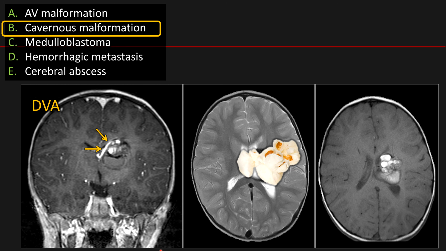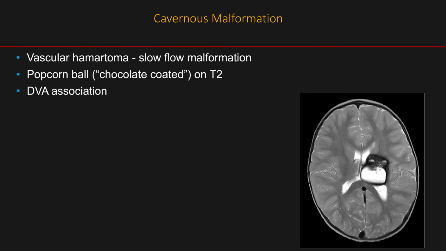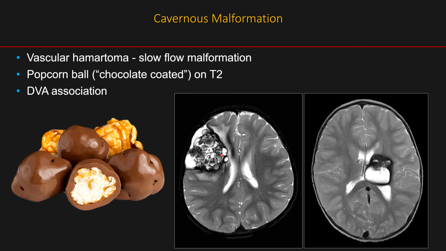The cavernous malformation is often likened to the configuration of popcorn, so the popcorn sign. Here's another example of popcorn sign. I like to call that a chocolate coated popcorn or caramel coated popcorn, in that if you take a popcorn that's coated with chocolate, cut it in half, the central portion is bright on T2-weighted sequence. It's surrounded entirely by the complete hemosiderin rim, like a dark chocolate around. So chocolate coated popcorn sign. And remember, increased association with DVA.